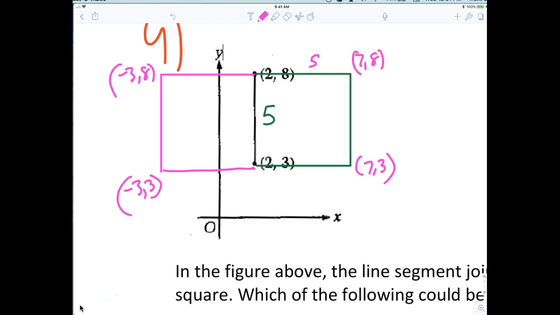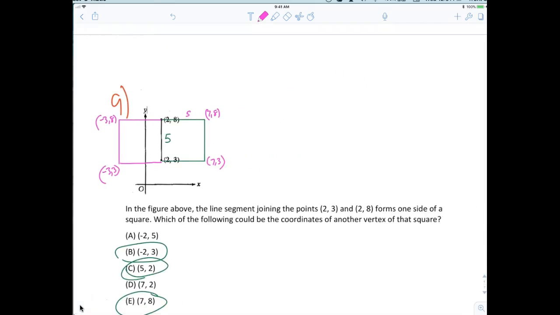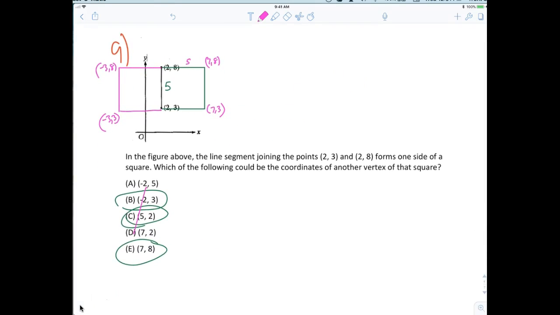All right, so what was the answer? I think it was E. Yep, it was definitely E. Now, is that the last one?